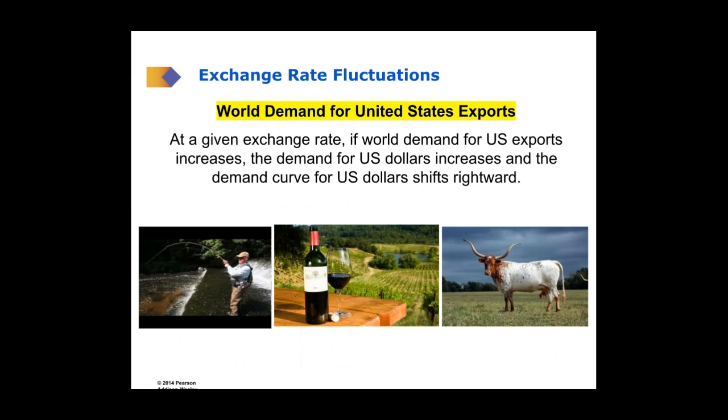So if the worldwide interest in U.S. products, in products that would be exported from the U.S., increases, if there's more interest in fly fishing gear from LL Bean, or wine from California, or beef from Texas, well, that will cause a change in demand for a currency. If the opposite were to happen, if there was less interest, then demand would decline.